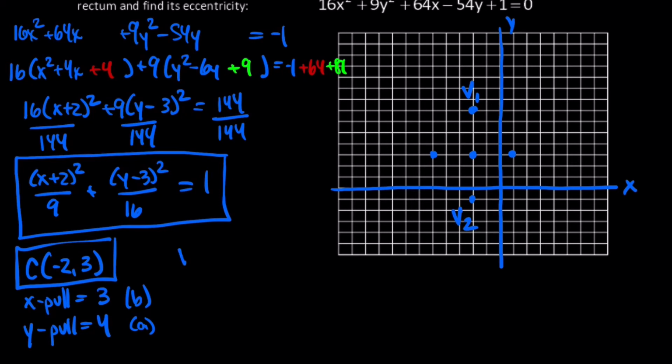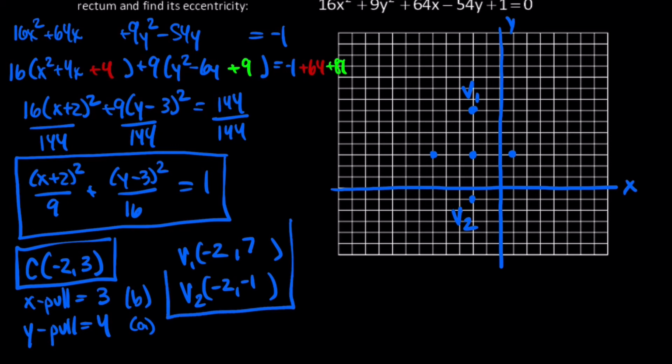Let's get those coordinates, V1 and V2. You can get those right from the grid. Coordinates of V1 are negative 2 and 1, 2, 3, 4, 5, 6, 7. V2 is negative 2, negative 1. Those are coordinates you always have to identify.